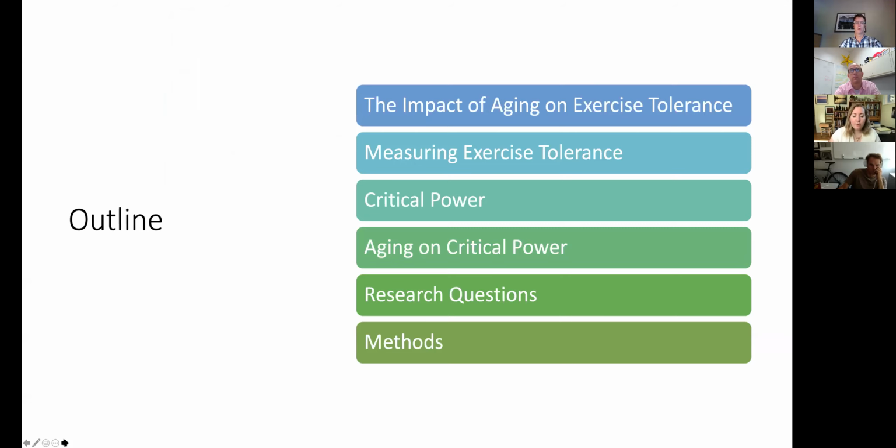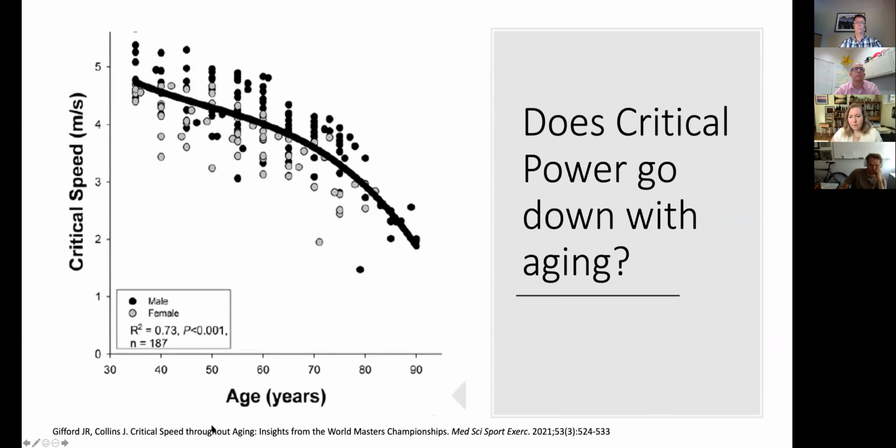Okay, so let's talk about how aging affects critical power. Does critical power even go down with aging? Back to this World Masters Championship study that Gifford and Collins did. They took the data from the participants in this championship, and they determined what their critical speed was at different ages. And then they plotted it. You can see that even in these elite athletes, critical power or critical speed decreases with aging. Even when you are on the top of your game, you still have that decrease.